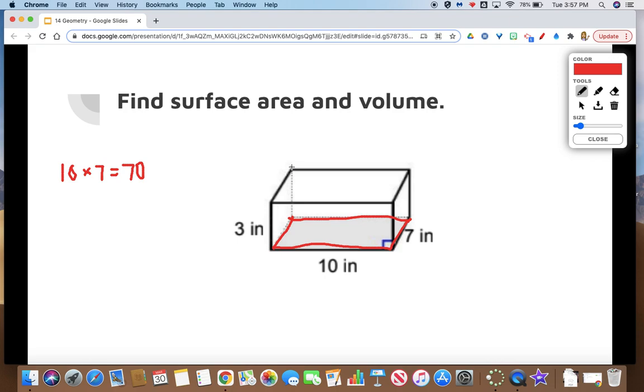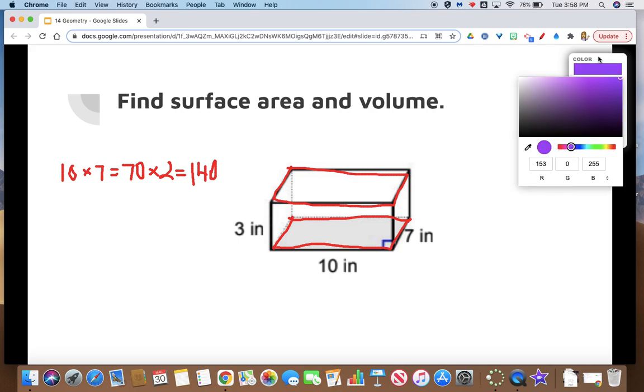We have the same rectangle up top. Remember, it has a twin on the other side. So we're going to take our 70 times it by 2 to represent both of those rectangles, which gives us 140.